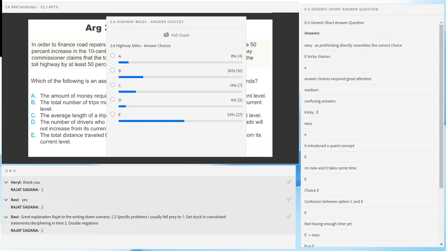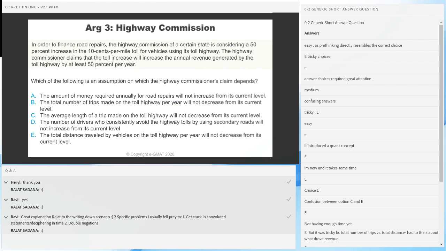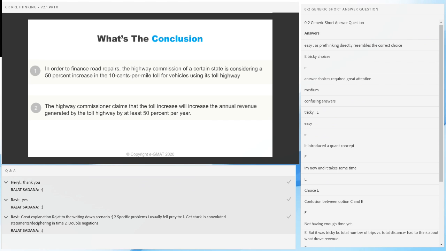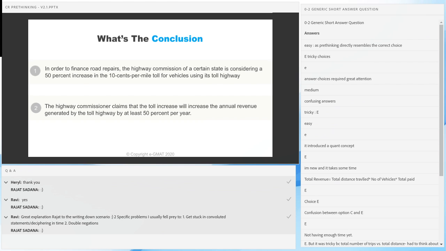Okay, pre-thinking with symbols. So this is one of those questions where if you do not pre-think, it's going to mess your brain up. And this is an excellent way to cement the concept of must be true. So let's look at what's going on over here. The argument says in order to finance road repairs, the Highway Commission is considering a 50% increase on toll, and the toll currently is 10 cents per mile. So we're looking at a 50% increase, and that's 10 cents per mile.